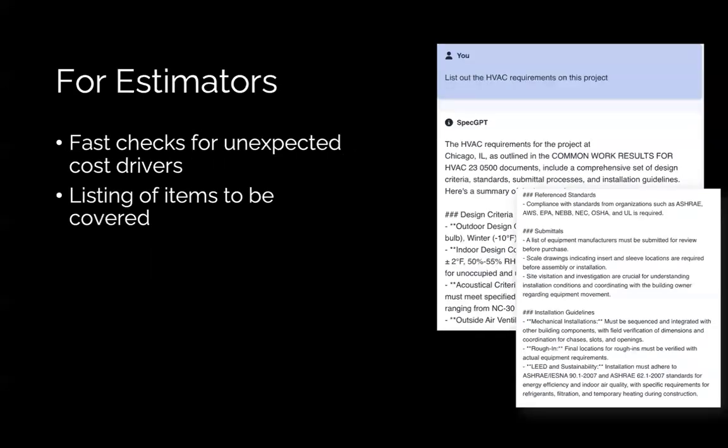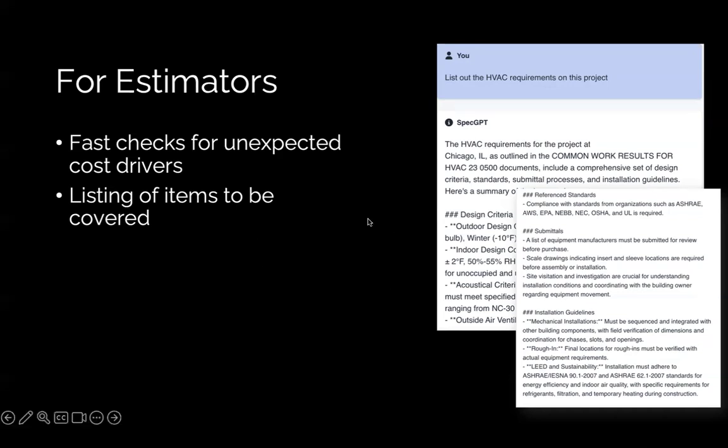Now, for estimators, you can imagine fast checks for unexpected cost drivers. Here's an example where a knowledge base might make sense. We've done some work with gotchas that can be found in Division 1, for example. It's not a complete list because there's no such thing. What it does, though, is get you started and give you things to think about.